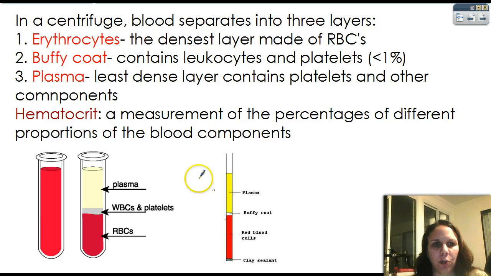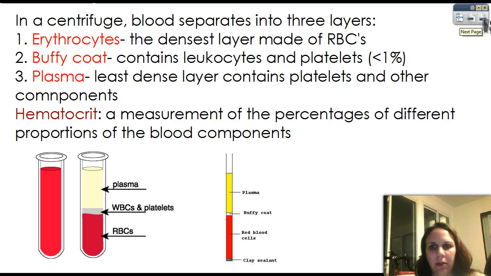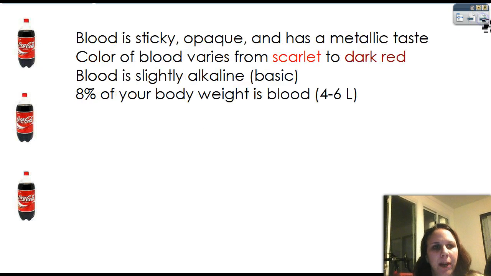And then the top layer, that's your plasma, the least dense layer. It mostly contains water, but there's also dissolved solutes and oxygen and nutrients and waste products and enzymes and hormones and everything else that needs to be delivered through your body. Blood, if you look at it outside of the body, is typically a bit on the sticky side. It's opaque, which means you can't see through it, and it has a slightly metallic taste. That's due to the iron that's found in the blood. The color of blood varies from scarlet, a really bright, almost orange red if it's full of oxygen, to a very dark, almost brick red if it does not have oxygen.